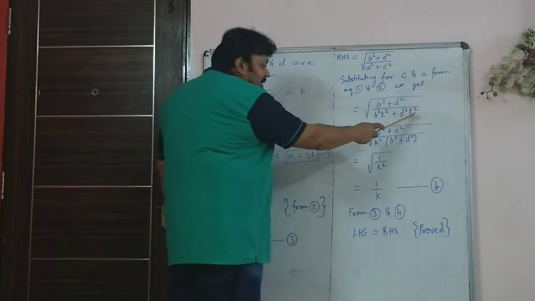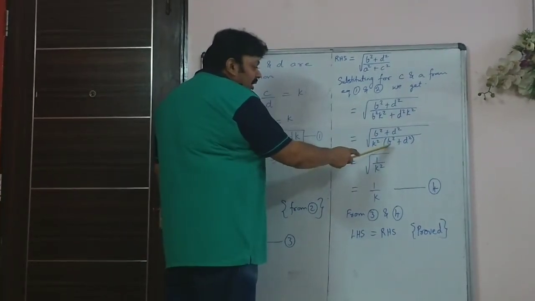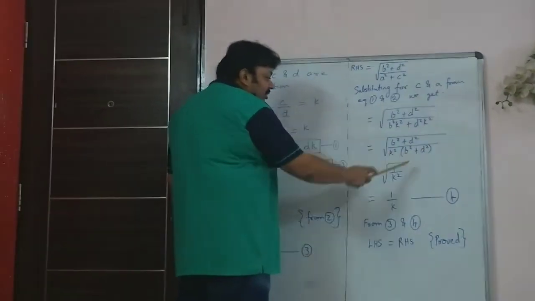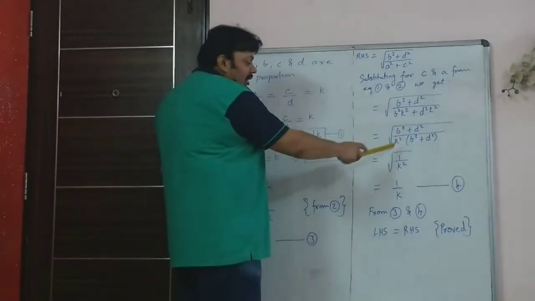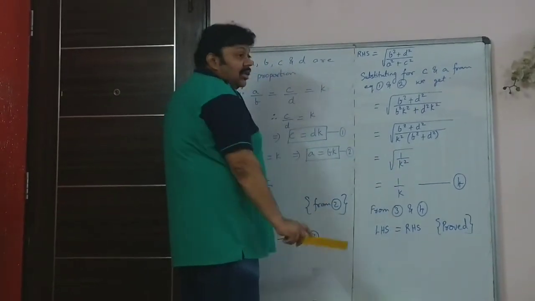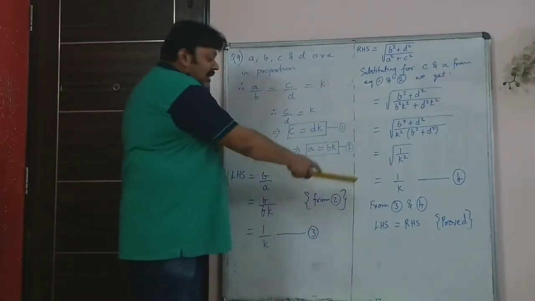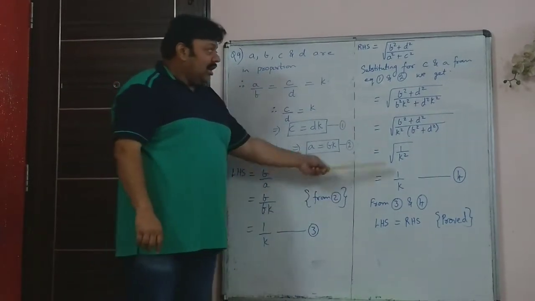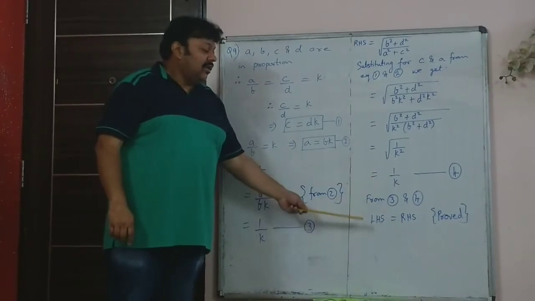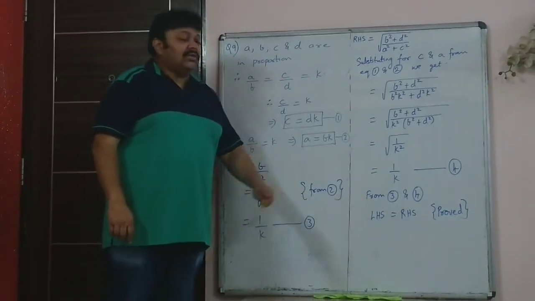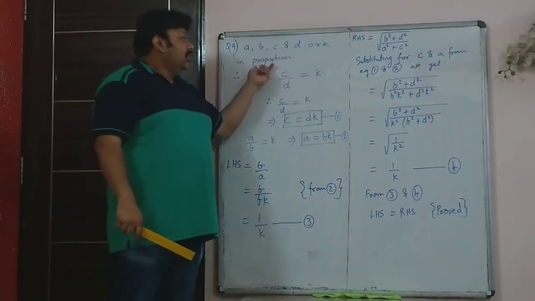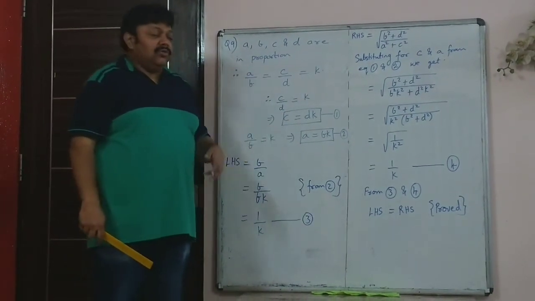So now I take K squared common out. Inside the bracket you will get B squared plus D squared. So B squared plus D squared gets cut. You will get root of 1 upon K squared. So that becomes 1 upon K. So from 3 and 4, you can see that the LHS and RHS are exactly the same. So from 3 and 4, LHS is equal to RHS, hence proved. So this is how you will do a sum when it is given that it is in proportion.